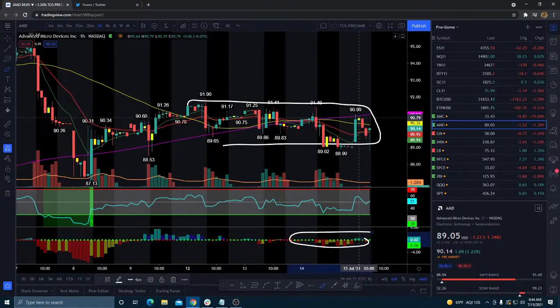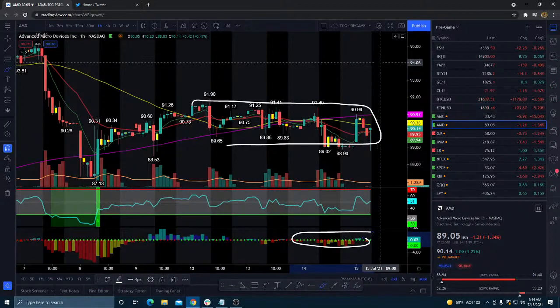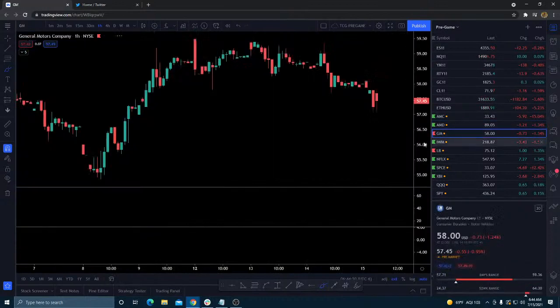If we could break above $91 and then $91.41, that could be a potentially bullish trade if the market were to bounce. But right now, I'm not looking to go long on names that are set up bullishly. I'm only looking to go long for oversold bounce flips. I hope that makes sense.